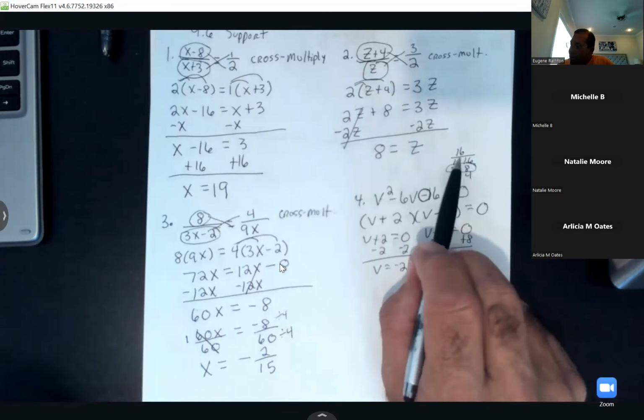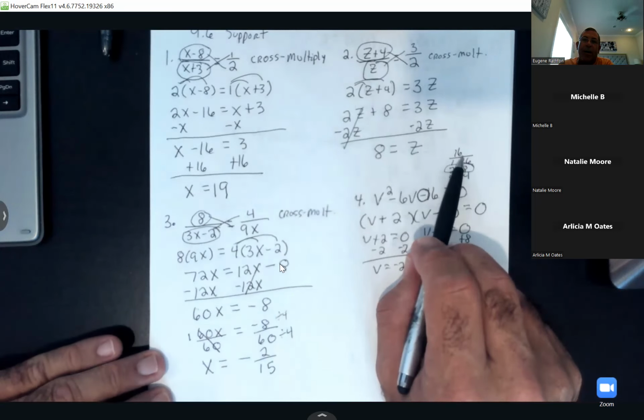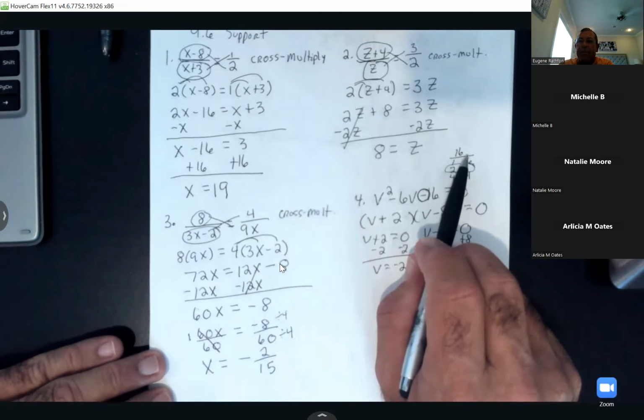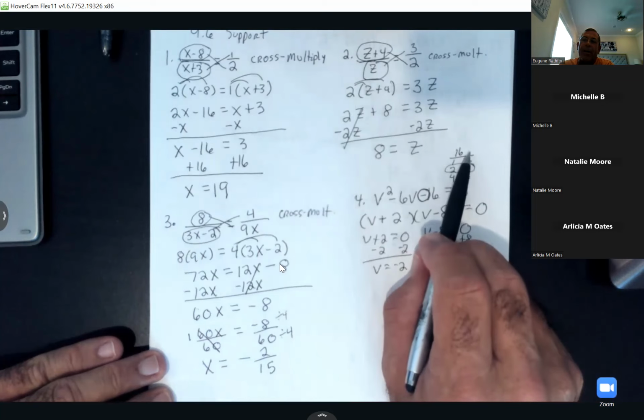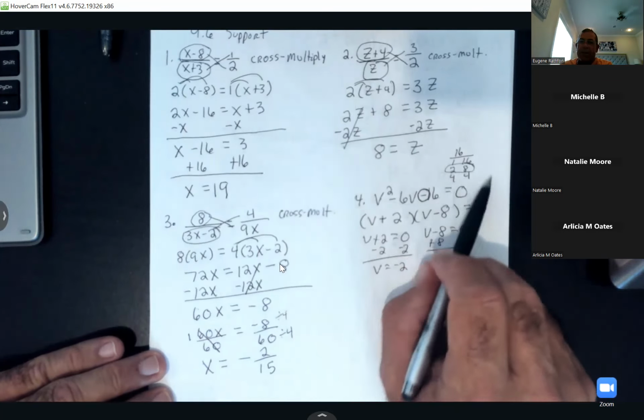Now remember, when you're finding these factors, do that trick Michelle told us, like her teacher did. Go to y equals and do 16 divided by x, and you'll find all these factors, okay?